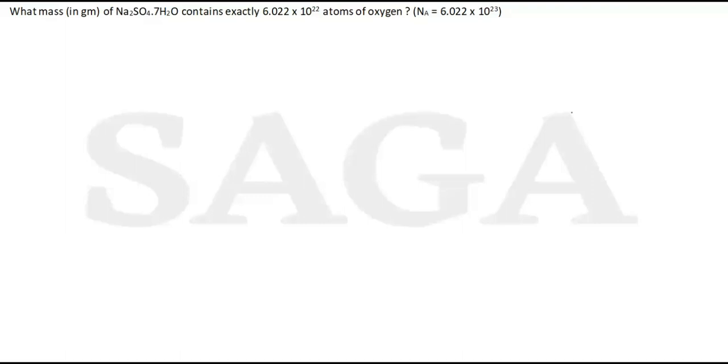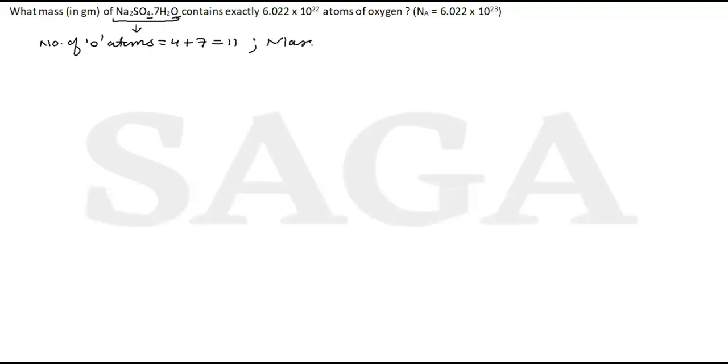What mass in gram of Na2SO4.7H2O contains exactly 6.022 into 10 raised to the power 22 atoms of oxygen? First of all, in Na2SO4.7H2O, we will find out the number of oxygen atoms. It will be equal to 4 plus 7, which is equal to 11.